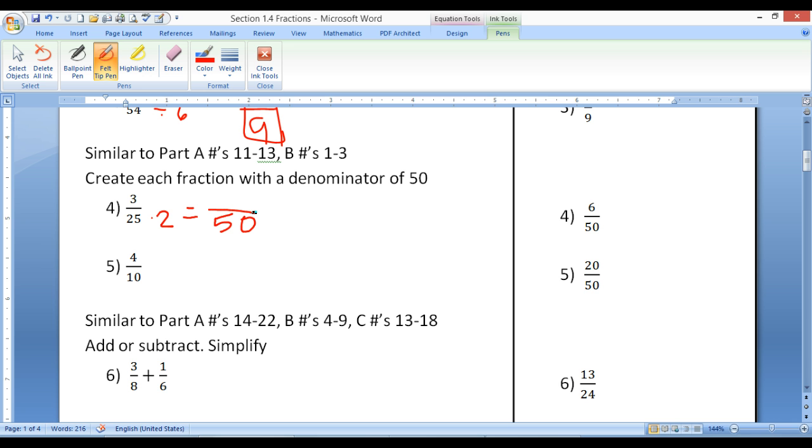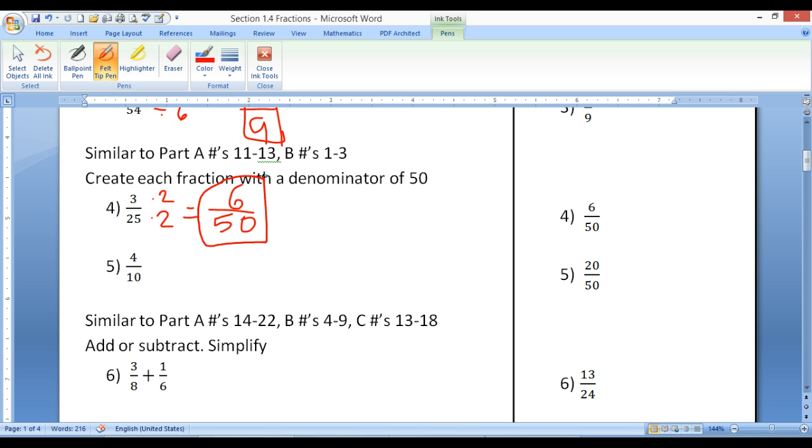Now remember, whatever you do to the top, you have to do to the bottom, and whatever you do to the bottom, you have to do to the top. You have to keep it balanced. So if I multiplied the bottom by 2, I must also multiply the top by 2. And 2 times 3 is 6. There we go. So my answer is 6/50ths.